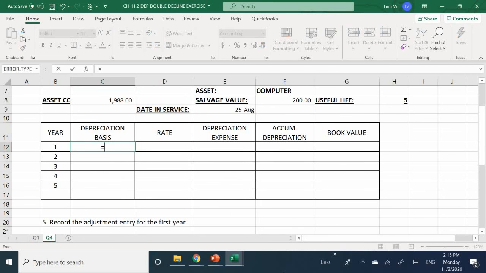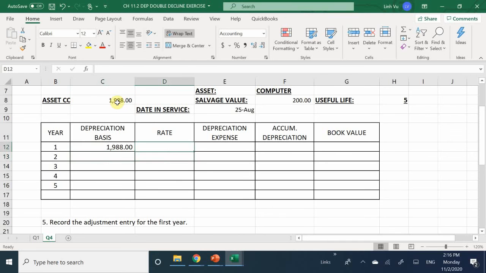So what is the depreciation basis? That is the $1,988. Good. And what's the rate going to be? I came up with 0.40. All right, so we take 1/4 times 2, which gives you 40%. And we know that once we solve for one, it's reflective throughout. So what is the depreciation expense going to be for the first year?